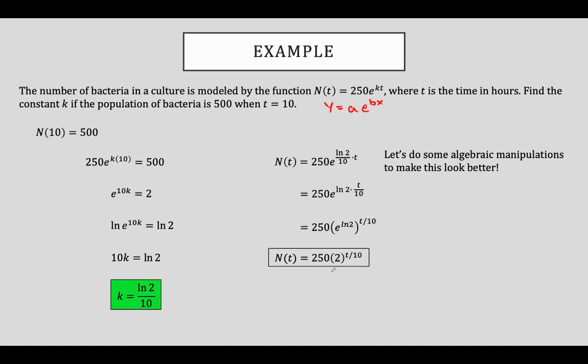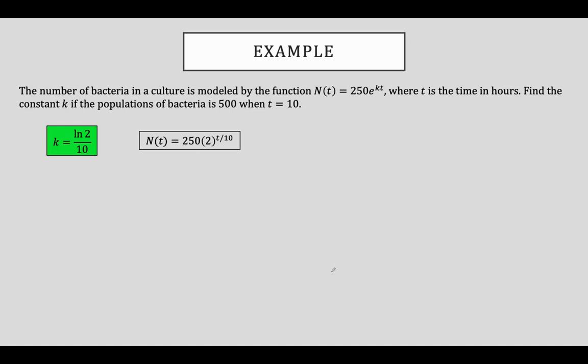All right, this population function is a model of exponential growth, and we have solved for all the necessary constants in there. N of t is equal to 250 times 2 raised to the t divided by 10. Okay, so let's take it one step farther now. How long does it take for the population to triple?